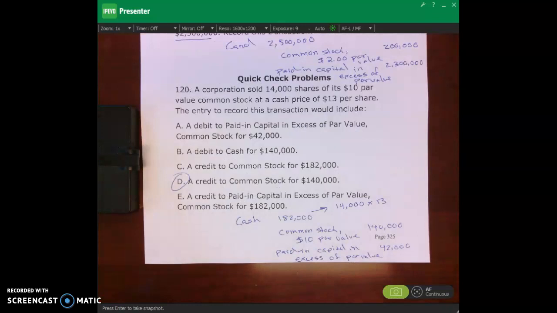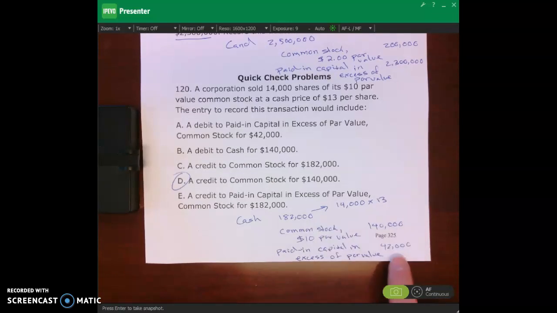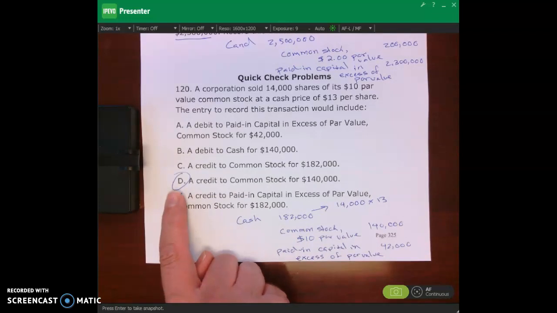So let's see how you did. With number 120 right here, a corporation sold its 14,000 shares of $10 par value at a cash price of $13 per share. So I have the full journal entry down here. We would debit cash for 182, which is the 14,000 times the market price. Credit common stock or equity account, $10 par value of 140, and then credit paid in capital in excess of par for the difference between the market price and then the par, or 42,000. So when you do the full journal entry, the answer presents itself as D as the right answer.